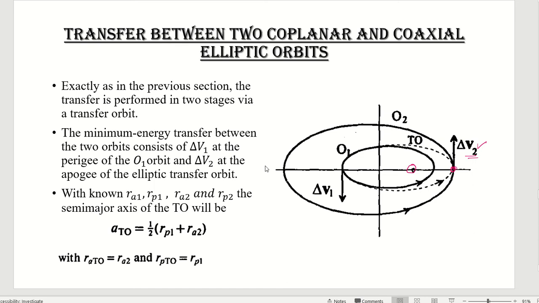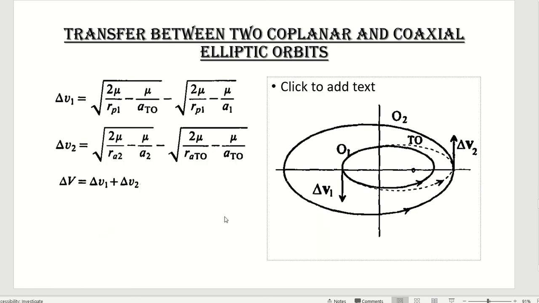Now for this transfer we also have to find the semi-major axis of the transfer orbit. In the circular orbit transfer, the formula was the average of the radii of the two orbits. But here the orbit is elliptical, so we do not have a fixed radius. We take the perigee radius of the initial orbit O1 and the apogee radius of the final orbit, and their average gives the semi-major axis of the transfer orbit. There the formula was half into r1 plus r2. Here it is rp1 plus ra2.